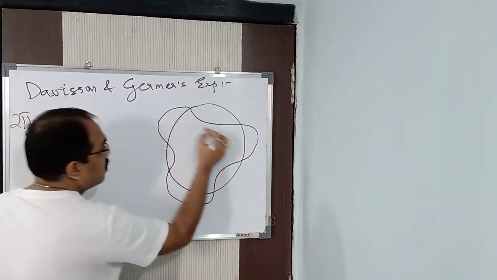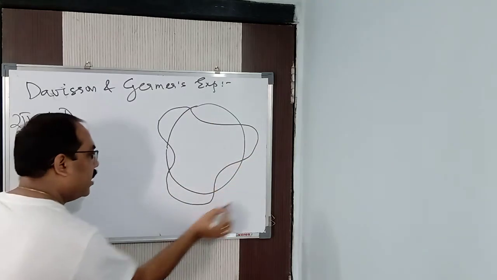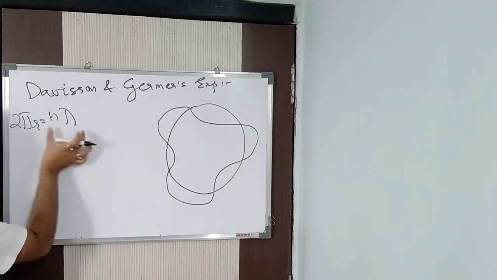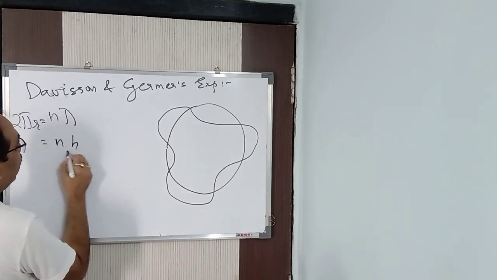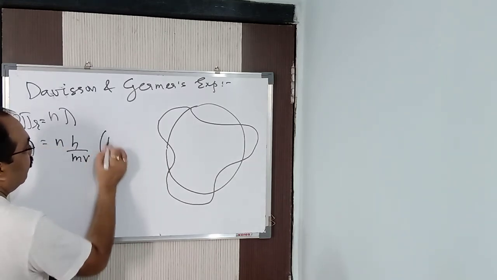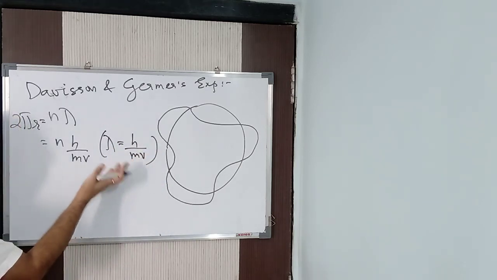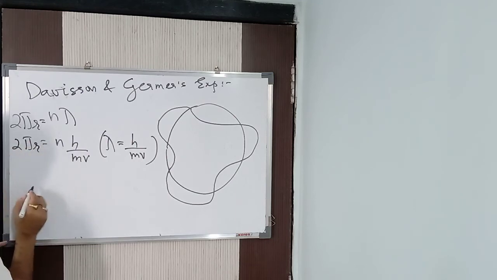See here. This is one wavelength. This is another wavelength. This is another wavelength. So they constitute a complete circle, which is nothing but n lambda. Can we equate it or not? Yes. 2 pi r is equal to n lambda. Now, instead of lambda, we can write h by mv. Where did we get it from? De Broglie's concept. Lambda is equal to h by mv. So 2 pi r is equal to nh by mv.